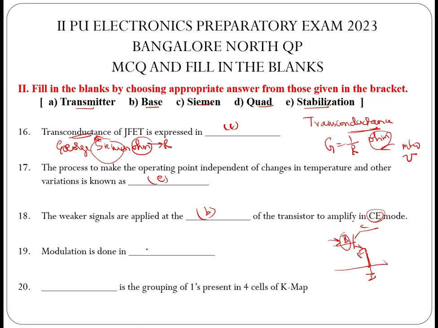Modulation is done in. Obviously, modulation is done at transmitter side. Demodulation is done at receiver side. It is like coding in transmitter, decoding in receiver. Dash is the group of ones present in 4 cells. 4, another name for 4 is what? Quad. So, option is D, that is quad.